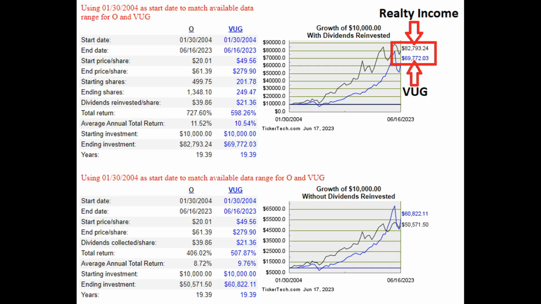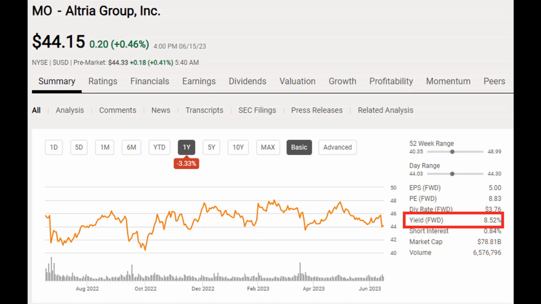But if we are looking at the chart with the dividends reinvested, then the picture is quite different. And we see that Realty Income has turned this $10,000 into $82,793 versus the fund's $69,772. Okay, one more example. Another dividend favorite, the tobacco giant Altria, with a current yield of 8.5%. Let's see what the comparison will tell us.